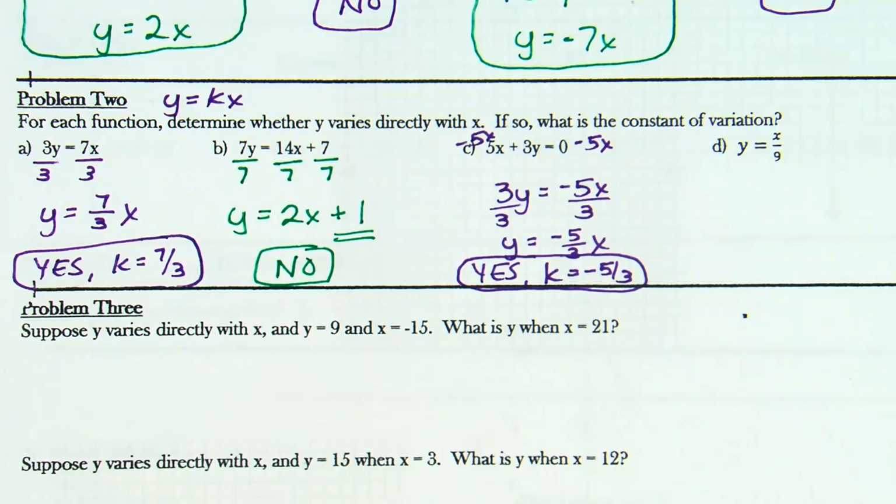Okay. Y equals, and then we see an x over a 9. And we want to know, does this fit the y equals kx form to make this direct variation? I hear yes and I hear no. No, because it's y equals x over 9. Right now you see y equals x over 9. What is the invisible number in front of x? 1. What if I write that?